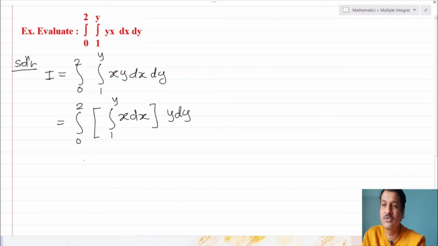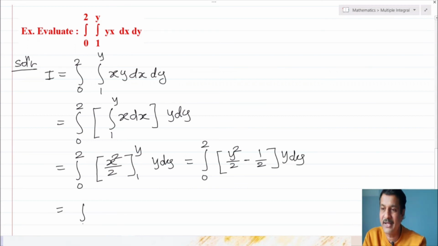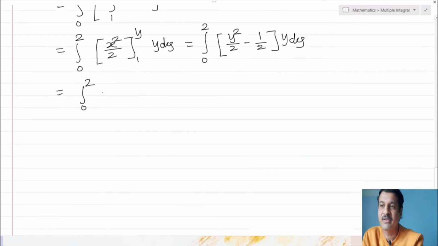So y dy outside. Now integration 0 to 2, and here integration with respect to x, I am getting x square by 2. Lower limit is 1, upper limit is y, and y dy is constant. So here, upper limit minus lower limit: y square by 2 minus 1 by 2, and y dy as it is. Simplify this. So I am getting, from 0 to 2, y cube by 2 minus y by 2 into dy.